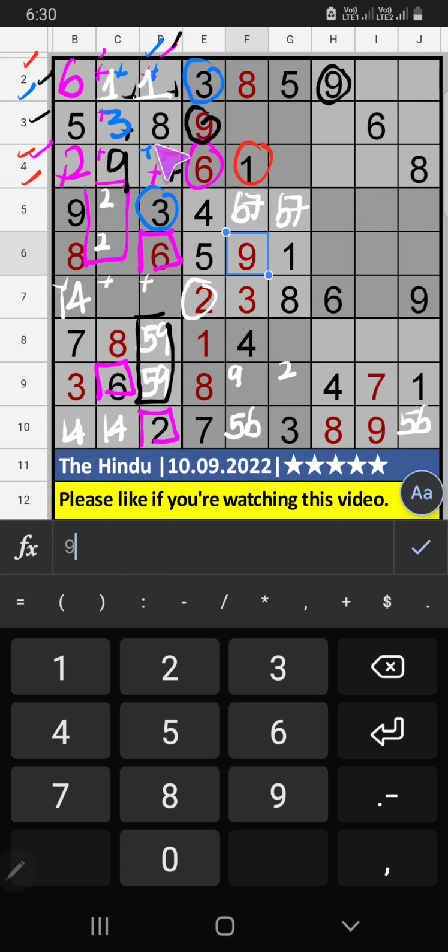Second row and fourth row, we have 1, column J also we have 1, so 1 can't come in these cells, then 1 is confirmed here. Second row and third row we have pair numbers 3 and 5, so 3 and 5 can't come in these cells, it will come in one of the 2 cells, we will confirm later.